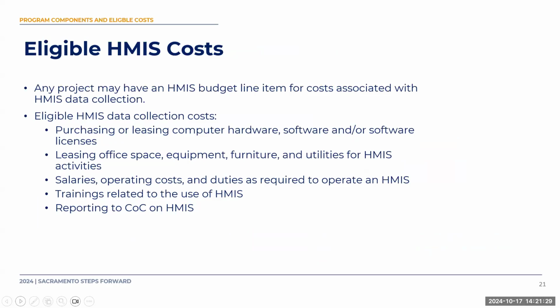The next two slides are going to talk about eligible HMIS costs and project administration. Again, we're not going to go into a lot of detail here, but just wanted to give you an overview because these are and can be included in your project budgets. So HMIS costs, any project can have an HMIS budget associated with the data collection components. So things like purchasing or leasing computer hardware, software, licenses, leasing office space, salaries, trainings, and reporting.